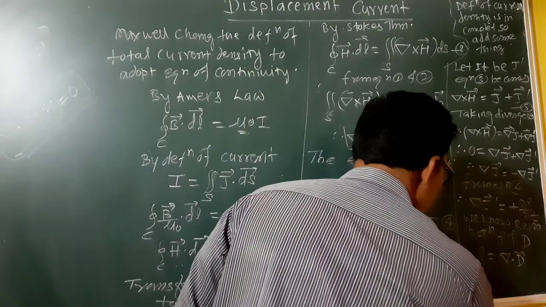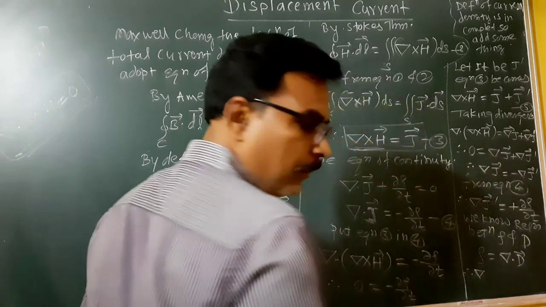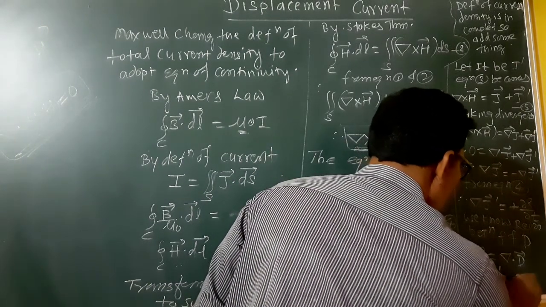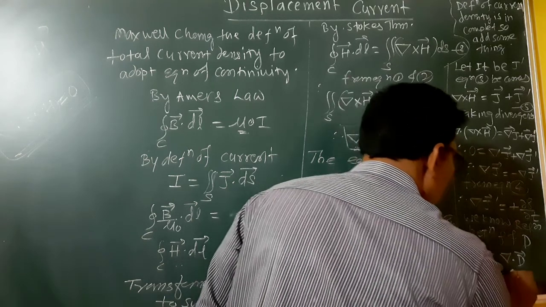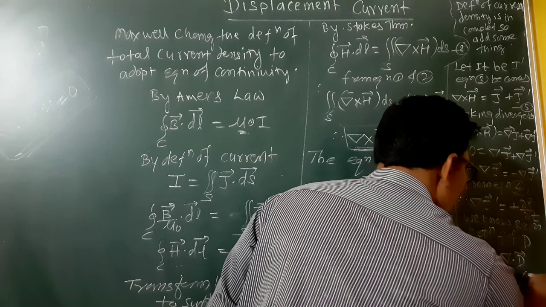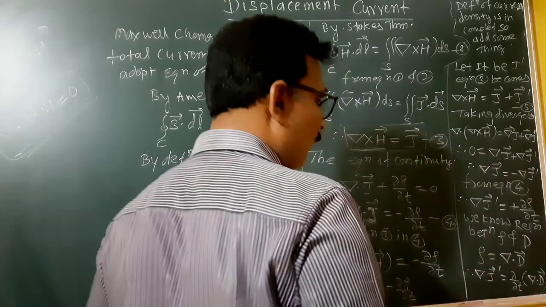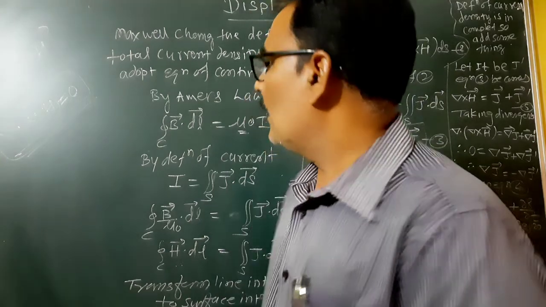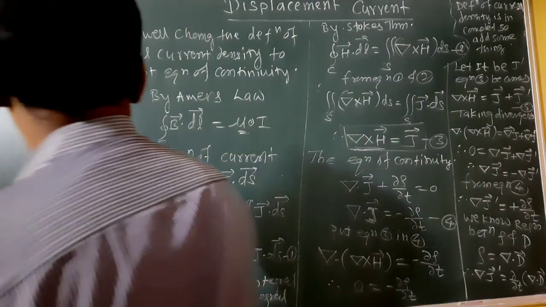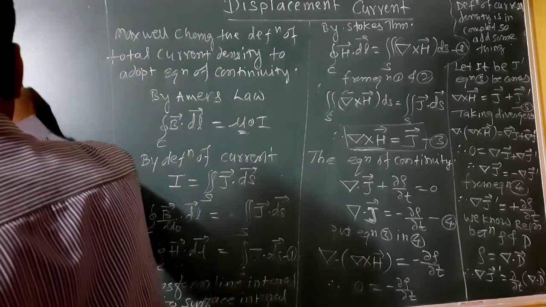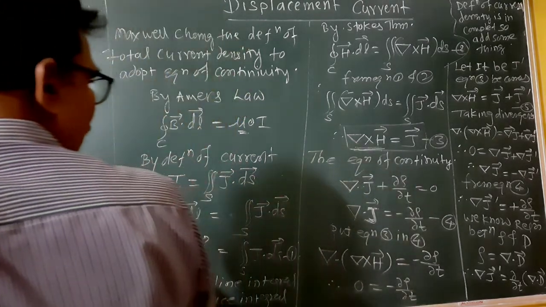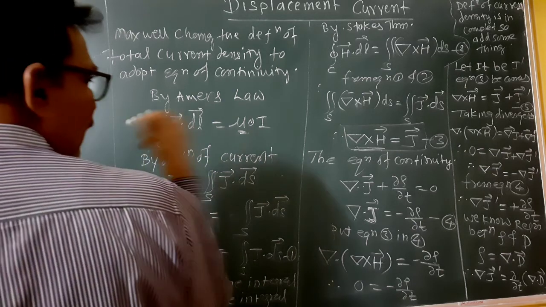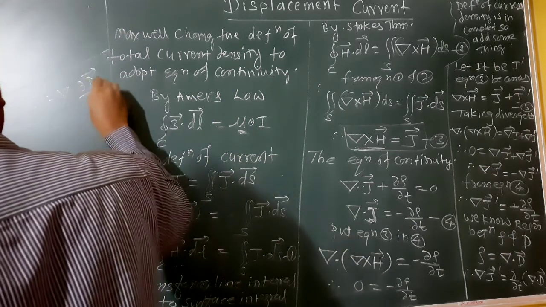Therefore divergence of J bar dash is equal to, substituting the value of rho, dou by dou t of divergence of D bar, and then taking the divergence out, divergence of J bar dash is equal to divergence taken out, then dou D bar by dou t.